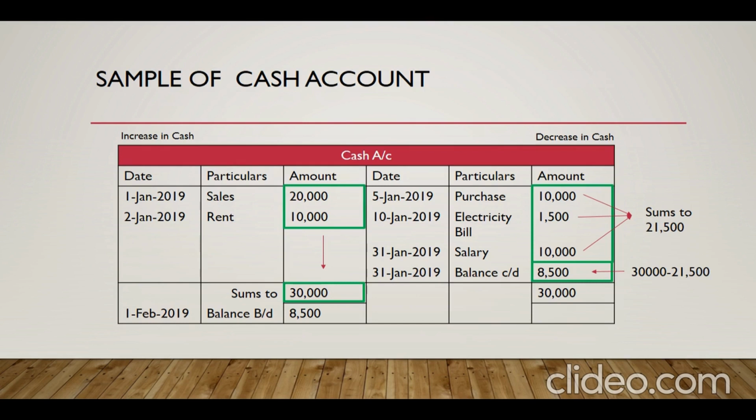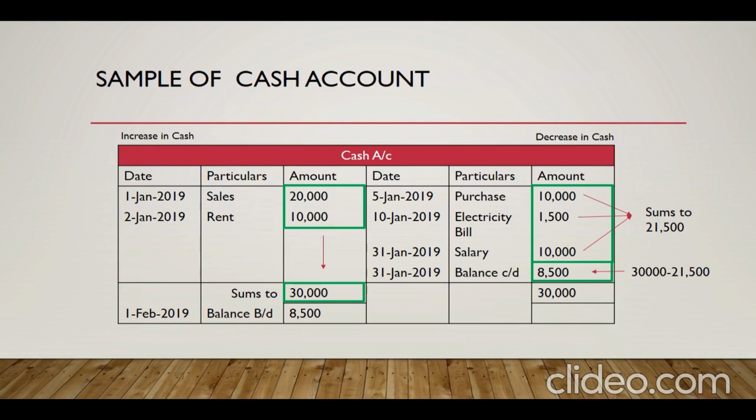So this is an accounting convention where you need to balance both the expense side and the income side. So that is why I added the difference on the side where the total was low. And this is the cash account report for the month of January.